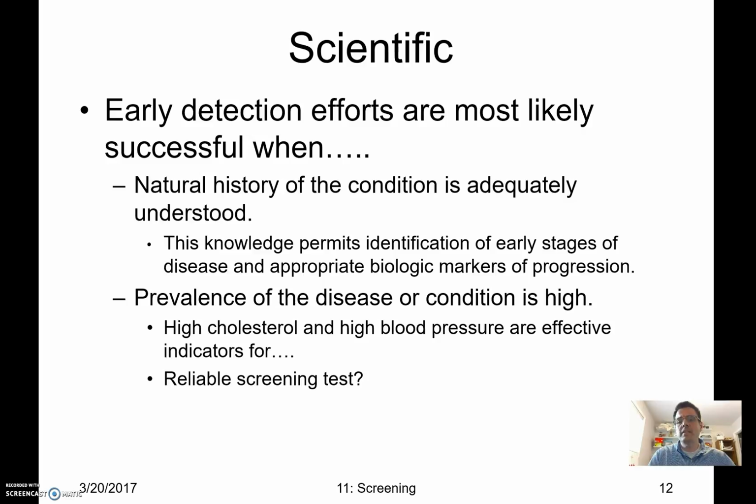And then another aspect that needs to be taken into consideration is the scientific side of things, where early detection efforts are most likely successful when we actually understand the natural history of disease. It's important for us to be able to understand the spectrum of disease. So with respect to a screening test, you need to be able to use it early enough in the process of the disease that you can implement a particular change or prevention to alter that outcome.